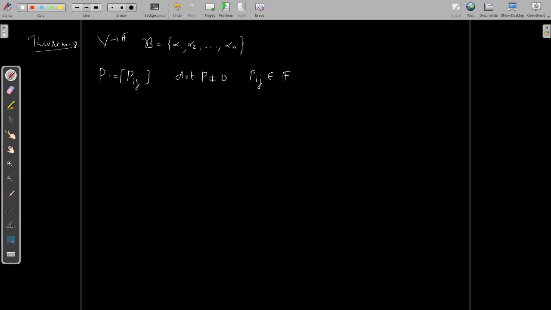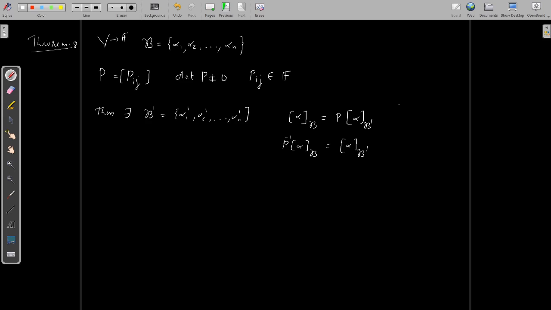This is the hypothesis of theorem 8. With these hypotheses, there exists another basis B prime consisting of vectors alpha 1 prime, alpha 2 prime, etc., alpha n prime, with the condition that the coordinates relative to the basis B can be connected using this P. This is the coordinate of alpha relative to the basis B, and this is the coordinate of alpha relative to the basis B prime, and P inverse times the coordinate of alpha relative to B is the same as the coordinate of alpha relative to B prime.